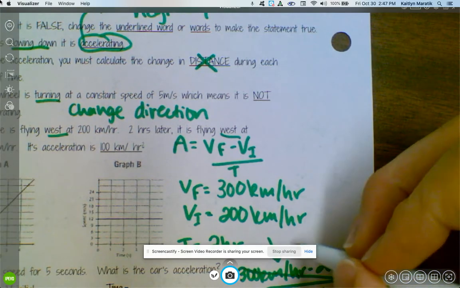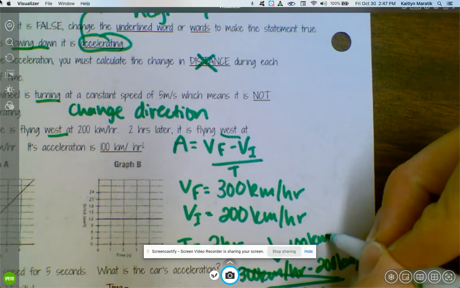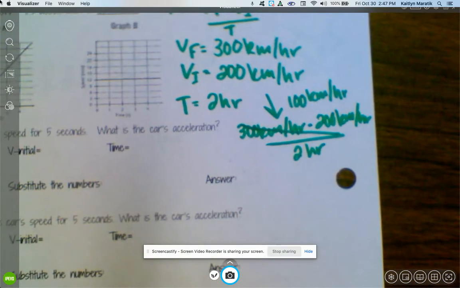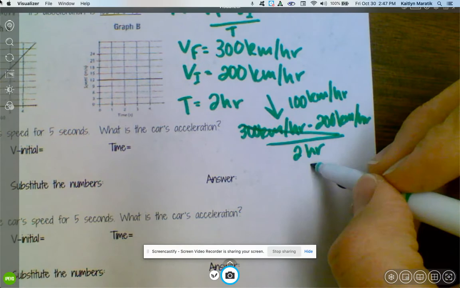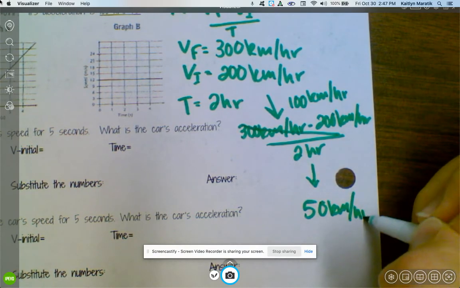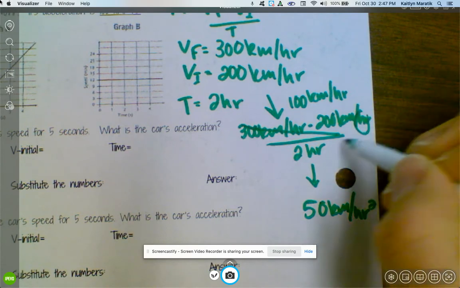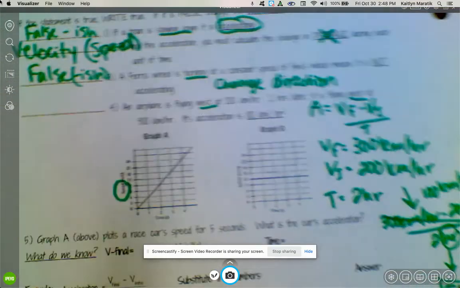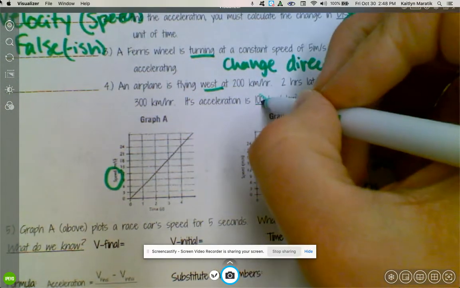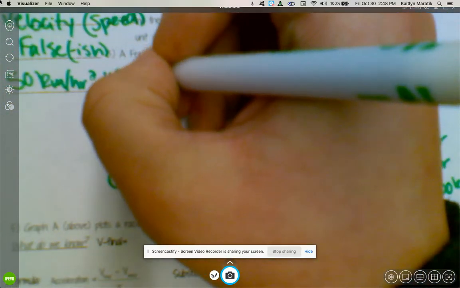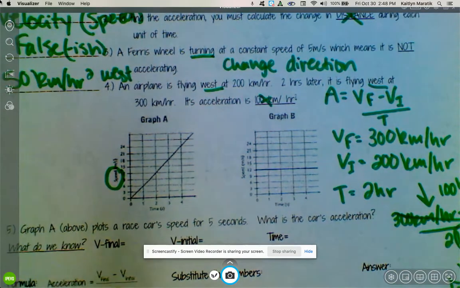So we got to do the math up here first. We get 100 kilometers per hour. 100 divided by 2 gives me 50 kilometers per hour, and it's squared because we've got an hour here and an hour here, and then we'll box that in. So is this true? No. It is 50 kilometers per hour squared, and we would want to put west to make this even more correct.